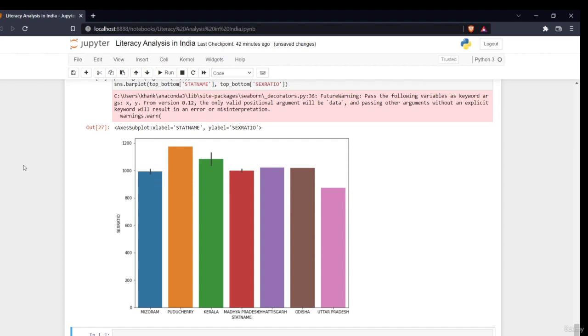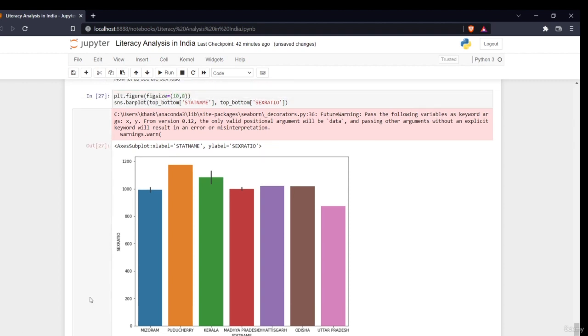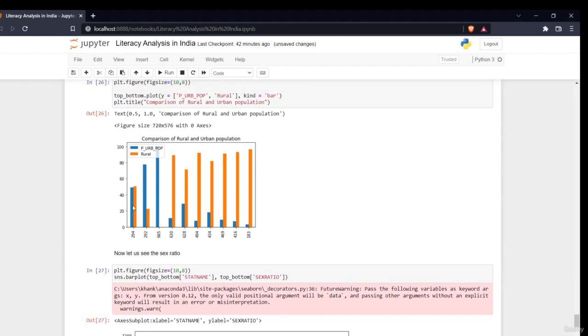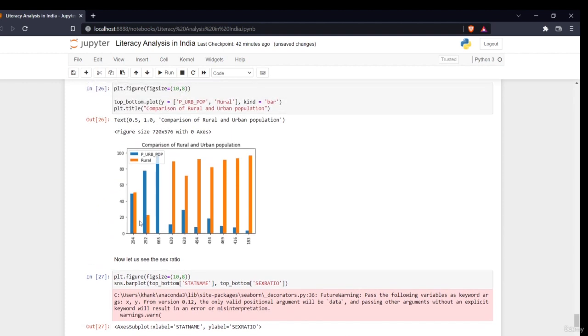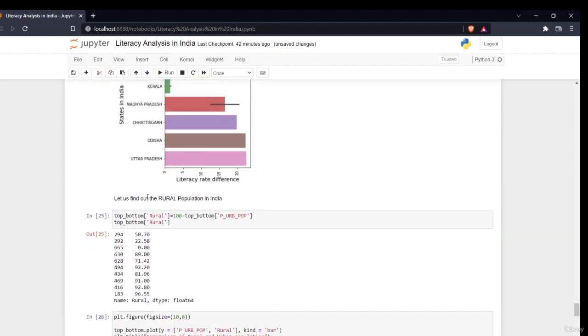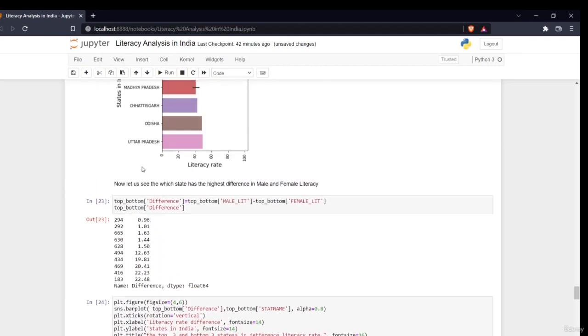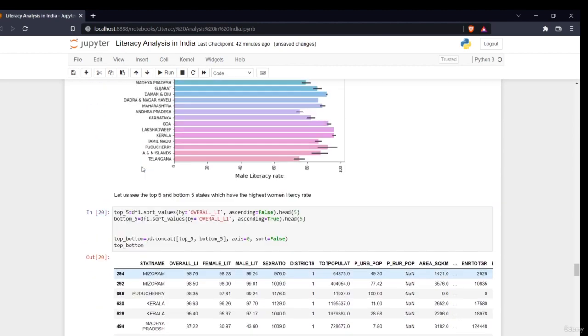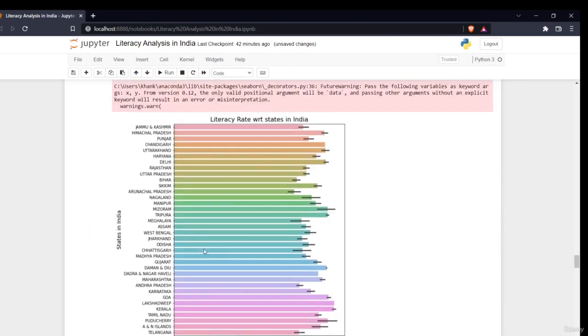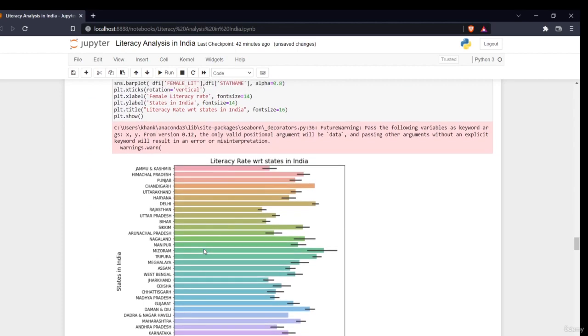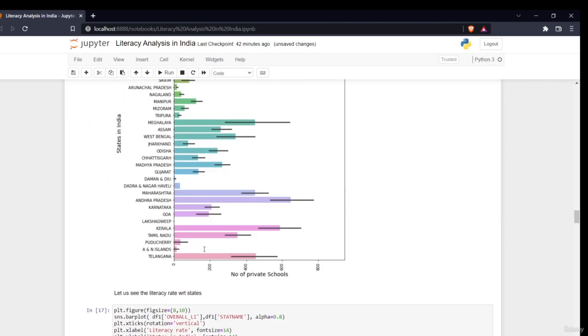Now if you want a categorization from best to worst state, the best states are Puducherry, Kerala and Mizoram. Let's look at these. They have the highest number of rural and urban population area. We have the least difference in female and male study rate. And we see that Kerala also has the highest literacy rate, with respect to both female and male.